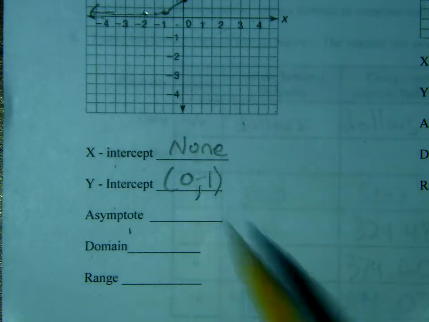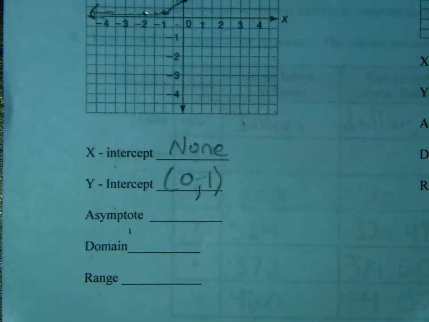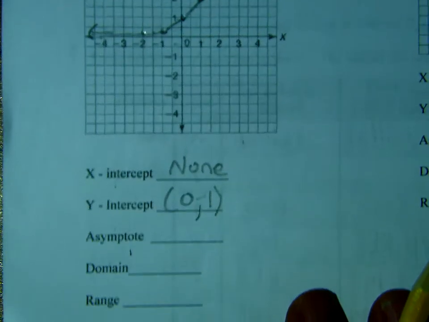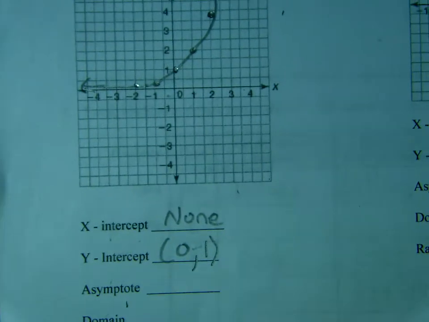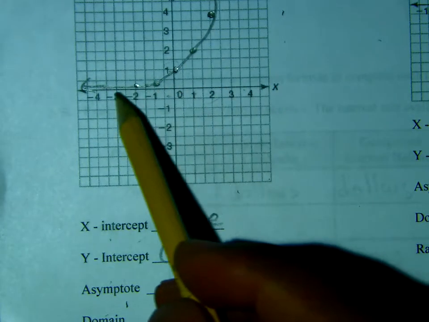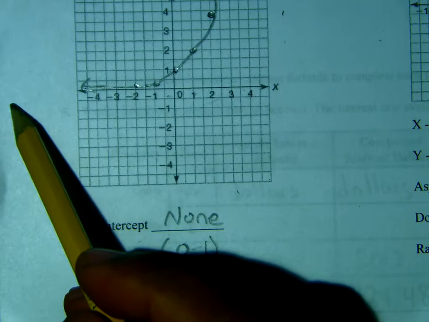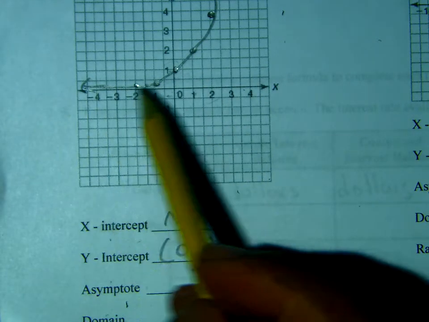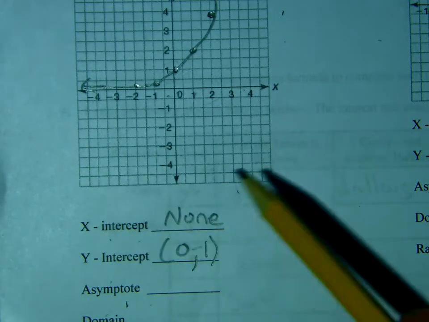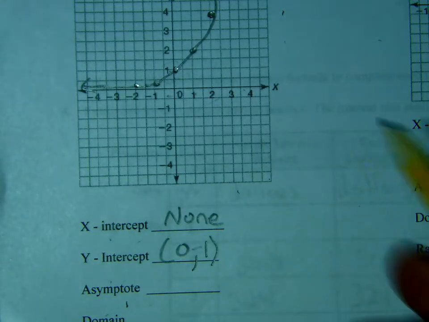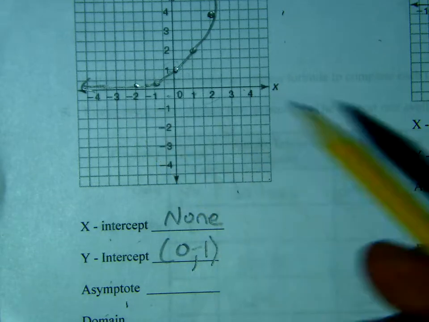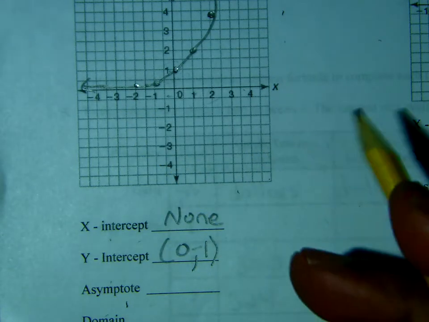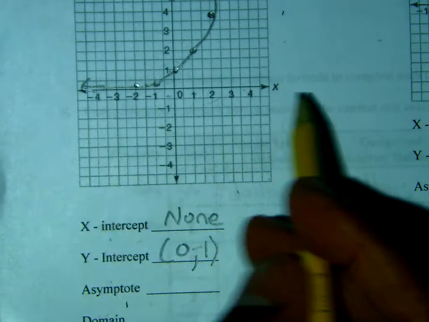So that (0, 1) is my y-intercept. Now, let's talk about asymptote. Asymptote is based on the graph, and you get that with different functions, where your line is going really, really, really close to a line, but never touches it. And what the asymptote is asking is, okay, that line that's never touching, what is the equation for it? What is the linear equation for that line?